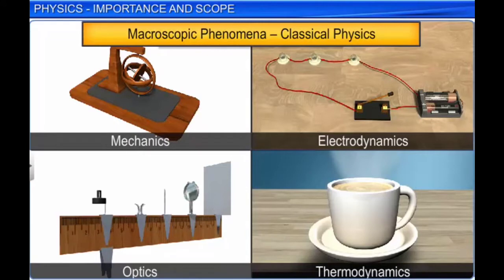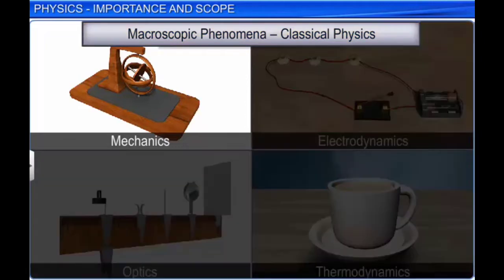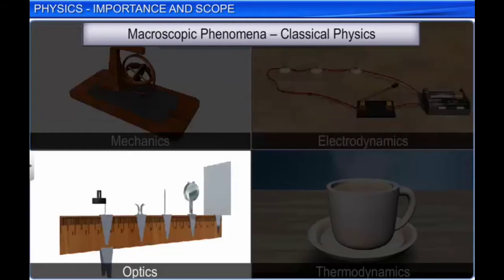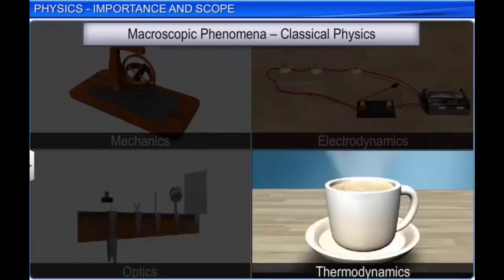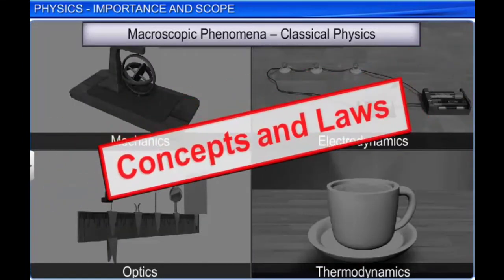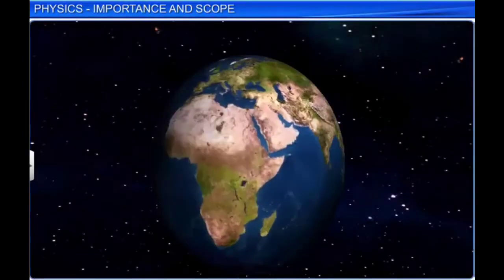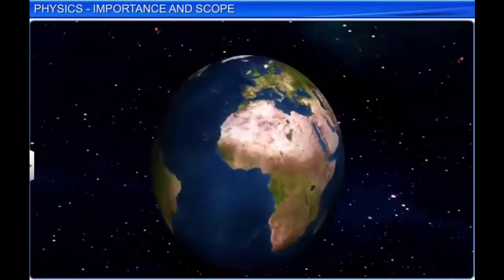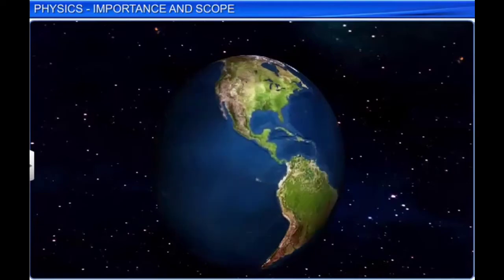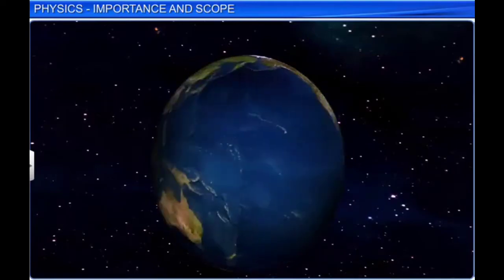In our study of physics, we will look at macroscopic phenomena under classical physics that includes mechanics, electrodynamics, optics and thermodynamics. In physics, we attempt to explain various physical phenomena in terms of few concepts and laws. We see the physical world as manifestation of some universal laws in different domains and with the required conditions applicable as per the contexts.